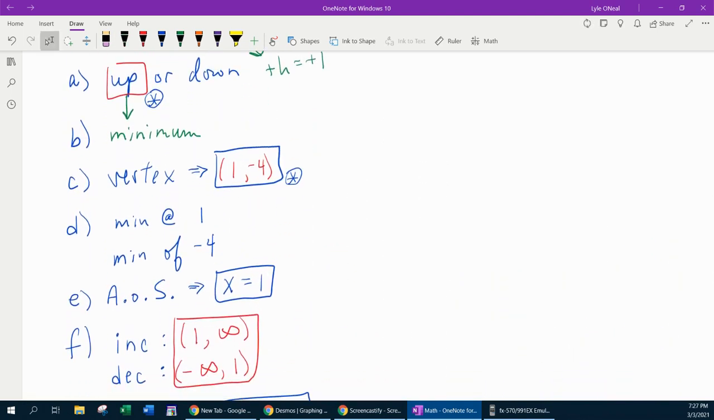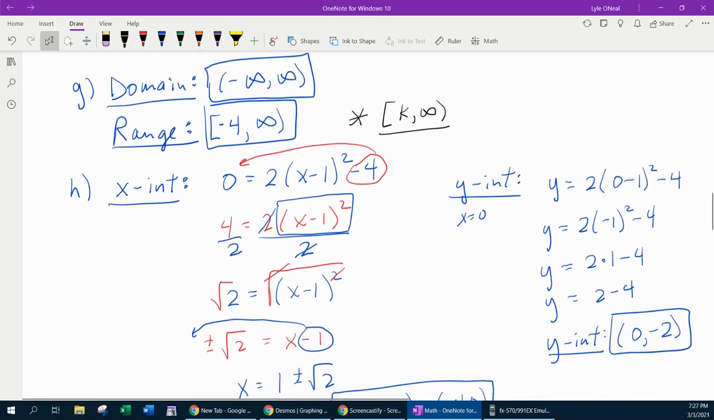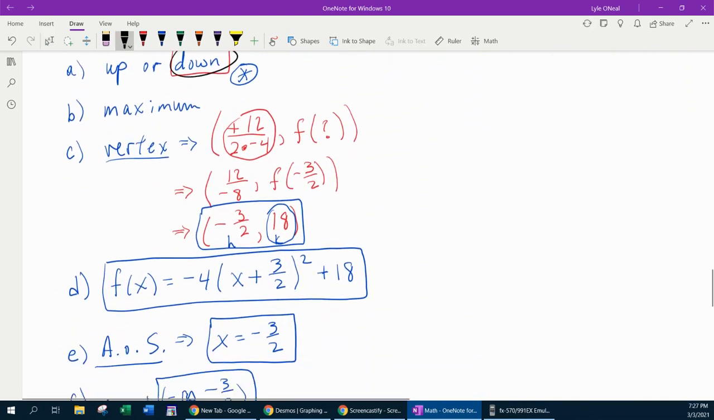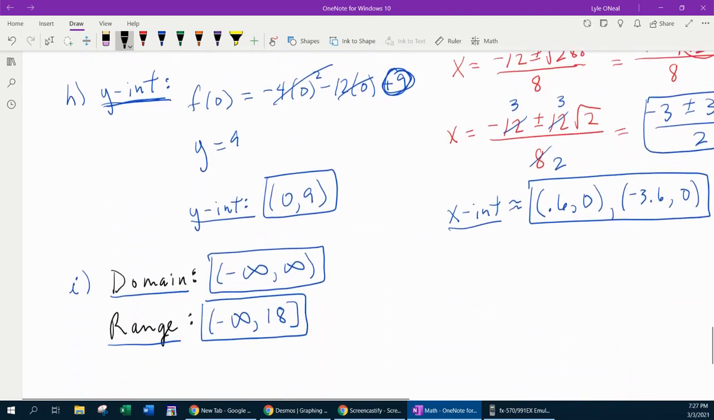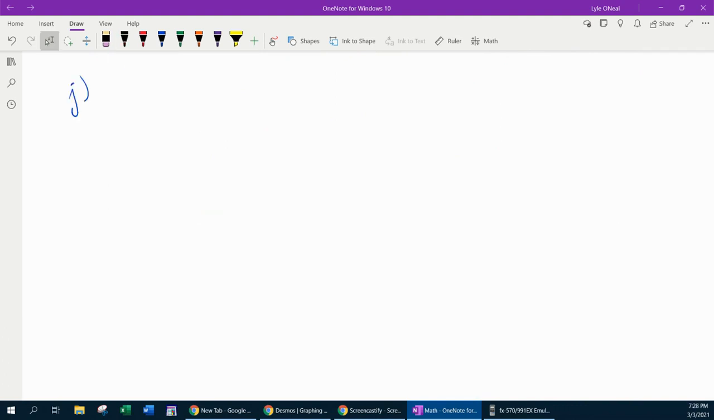Maybe I should stress that one more time. If it opens up, the range is k to infinity. If it opens down, your range is negative infinity to k. Okay, so now that we've found everything that there really is to find, the last thing we're going to do is sketch the graph.